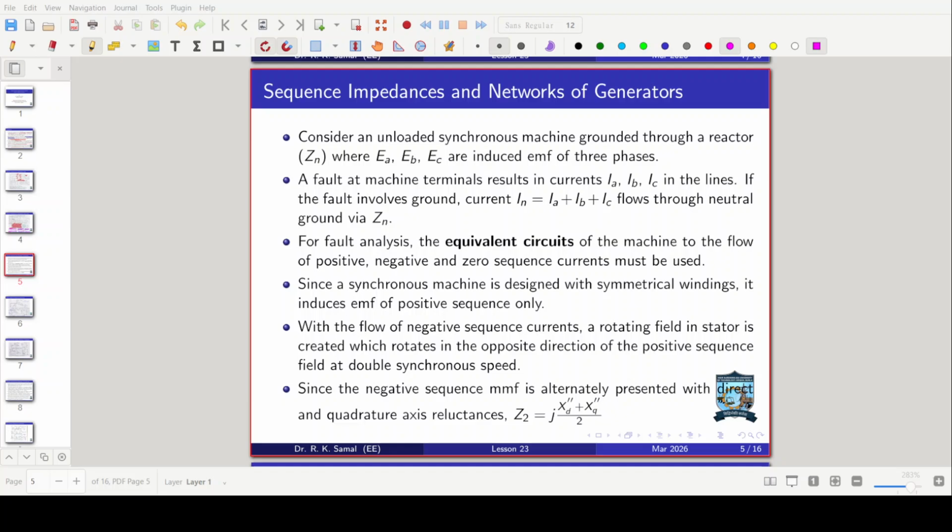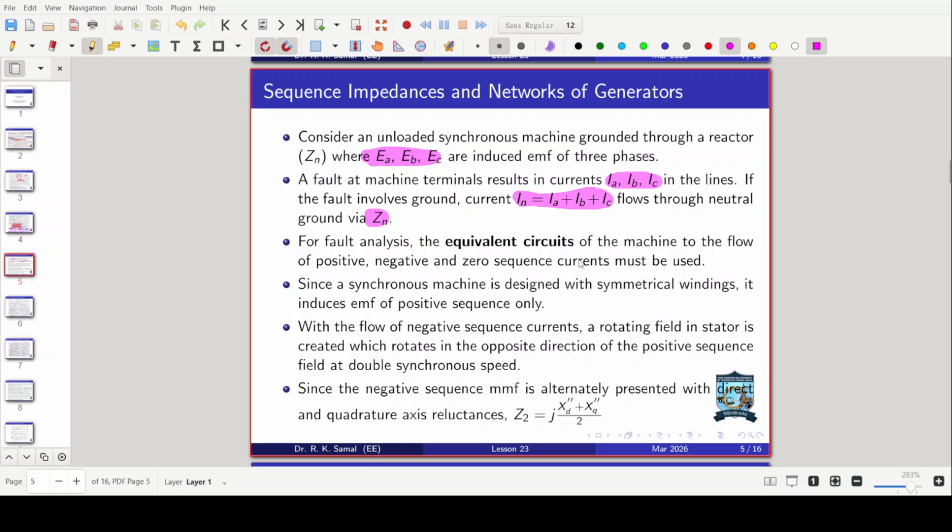Now we'll see generators. This is very important. Consider an unloaded synchronous machine grounded through a reactor Zn, where EA, EB and EC are the induced EMFs in all three phases. A fault at the machine terminal results in currents IA, IB and IC in the three lines, irrespective of where the fault occurs. If the fault involves ground, then a neutral current will flow through the ground impedance.